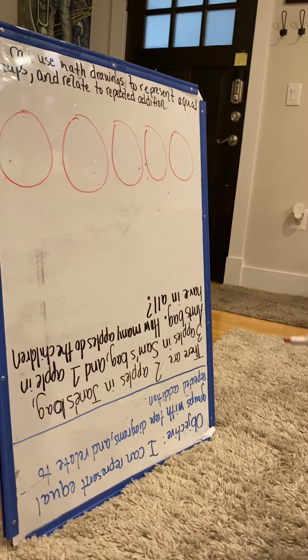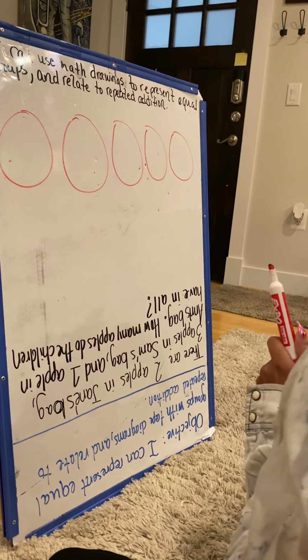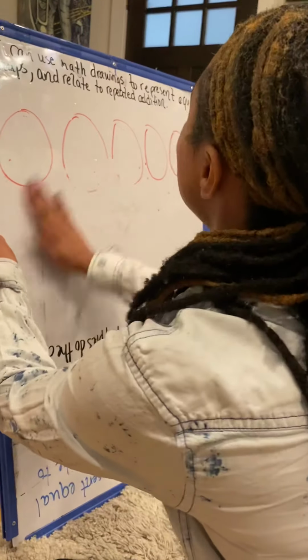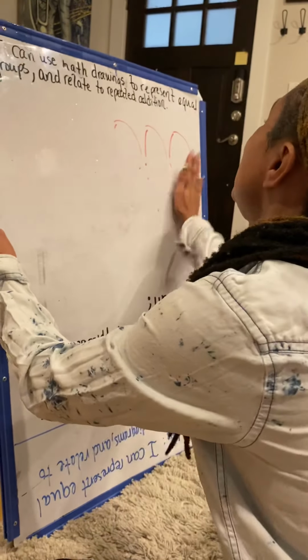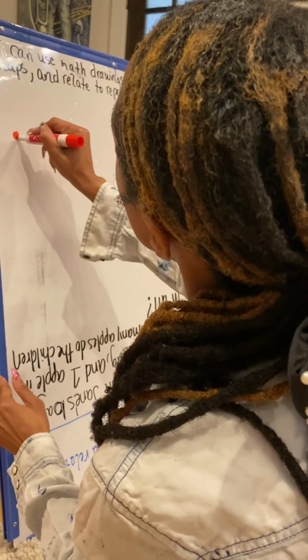So I want you to do the same thing while you're at home. Go ahead and draw a group of 5 circles. Actually, sorry. I'm going to draw 4 groups of 5, not 5 circles. So my mistake. I'm going to pretend that I have my jelly beans. And I'm going to draw.